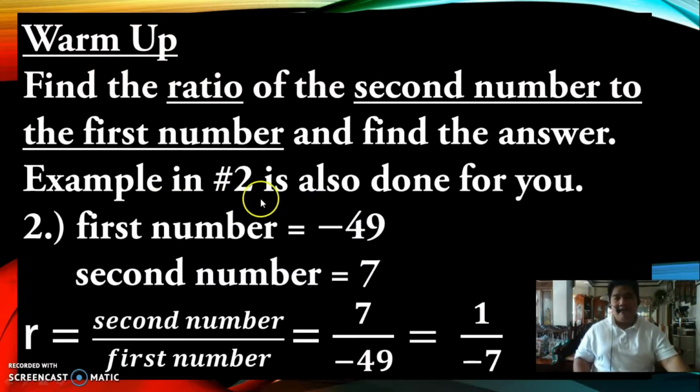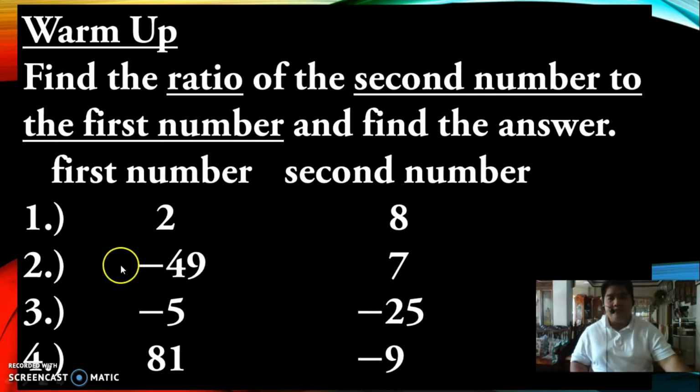Example in number 2 is also done for you. The first number is negative 49 and the second number is 7. So R is equal to the second number divided by the first number. So 7 is the second number and negative 49 is the first number. So 7 over negative 49. What could be the lowest term? Both can be divided by 7. 7 divided by 7 is 1. Negative 49 divided by 7 is negative 7. Therefore, your answer for your ratio is 1 over negative 7.